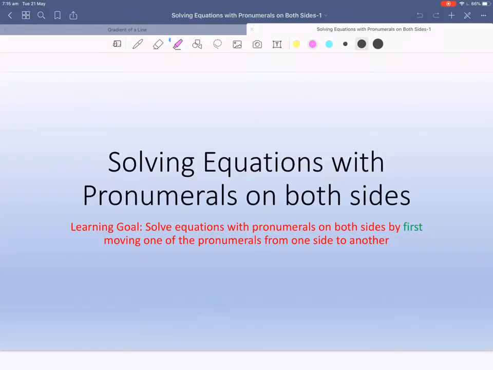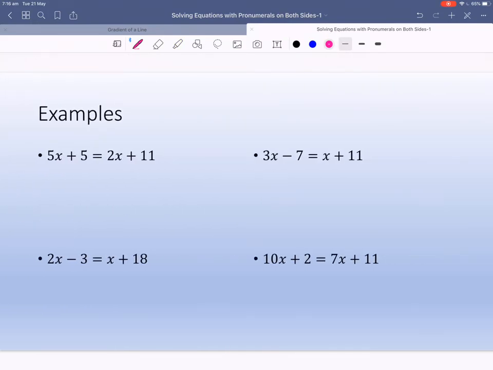This lesson is going to be solving equations with pronumerals on both sides. So it's really important that we have a look at this. I put something in green there, and I just want to highlight it. It says we're going to solve equations with pronumerals on both sides by first moving one of the pronumerals from one side to another. That's going to be really important. Write that down. Press pause if you have to. We're going to solve this.